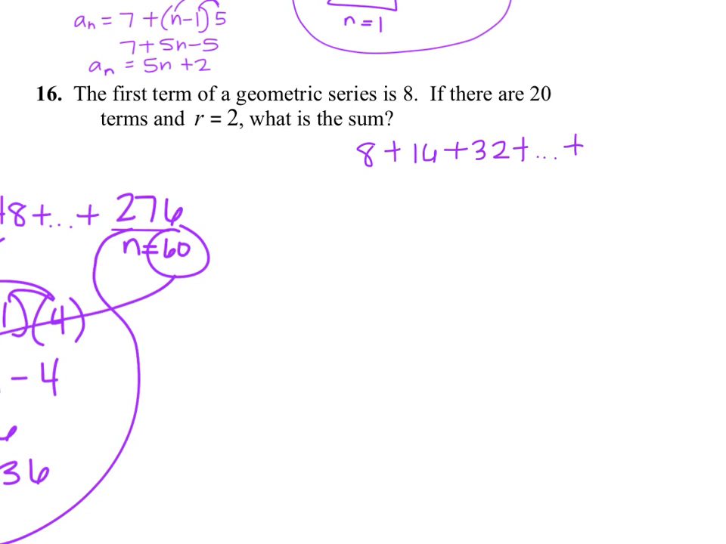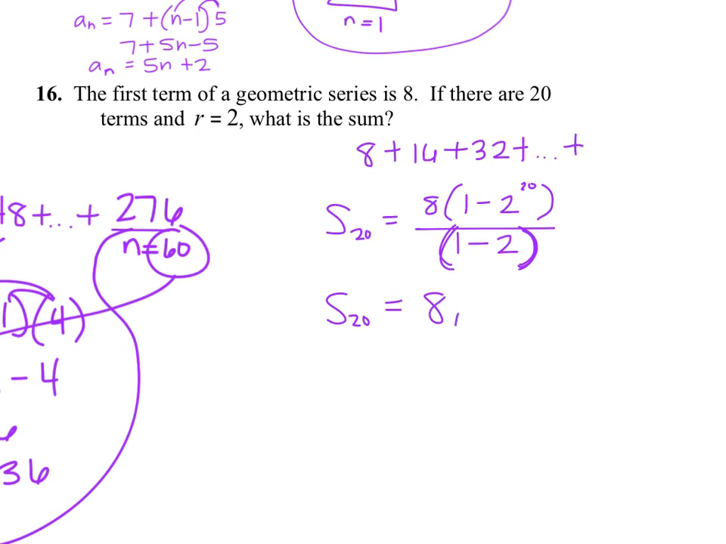So the sum of the first 20 terms, this is geometric now, so we're using the geometric sum formula. The sum of the first 20 terms is going to be the first term times 1 minus the common ratio, our ratio is 2 here, to the number of terms power, over 1 minus the common ratio, and don't forget those parentheses. So if you plug that in exactly how you see it, the sum of the first 20 is 8,388,600. We made it.